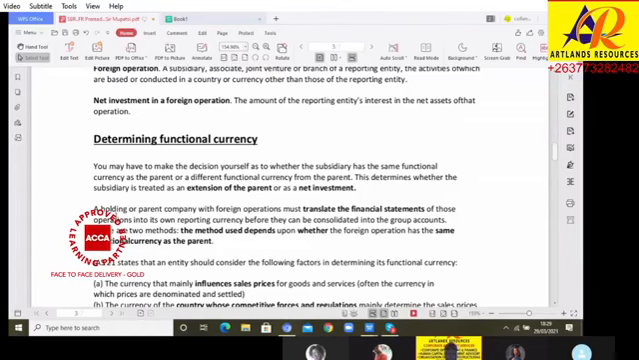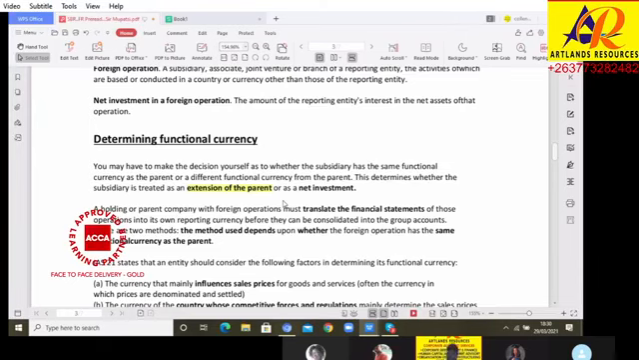So I'm reading: a holding or parent company with foreign operations must translate the financial statements of those operations into its own currency before they can be consolidated. You get that? There are two methods. The method depends on whether the foreign operation has the same functional currency as that of the parent. If it has the same functional currency, you treat it as an extension of the parent, meaning they are reporting financial statements in the same currency. So it's a matter of consolidating right away.